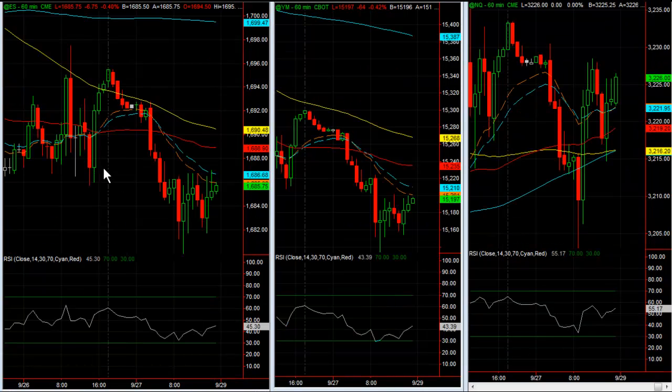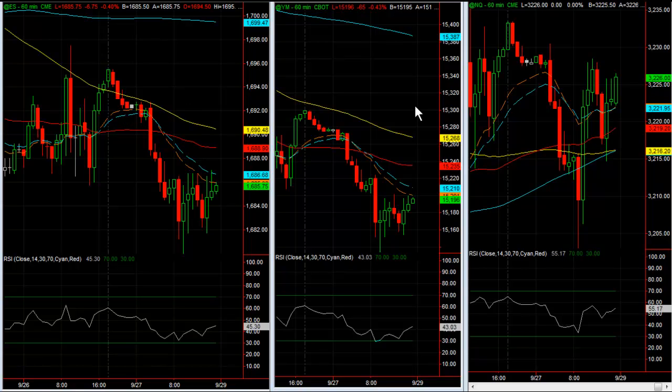Now here's the intermediate term time frame as measured by the 60-minute chart. You can see here the S&P futures had a push down early. Sideways action came back up towards the close, but still closed under these moving averages. The Dow futures, the same kind of pattern. Down early, sideways, tried to get back up, but could not get back over the moving averages. But the NASDAQ closed above all its moving averages on the intermediate term time frame.